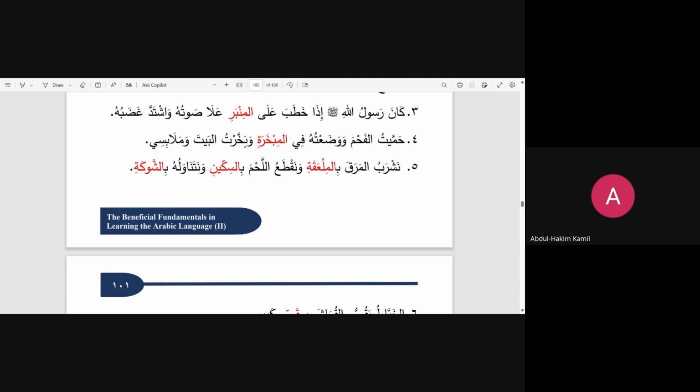حميت الفحم. فحم is coals. حميت الفحم ووضعته في المبخرة. What does that mean? ووضعته في المبخرة. He put it in the tray for the incense. حميته. Like you take the fahm, you put it in the fire, like it's on your stove. Then you take it out of there, you put it in the tray that's for burning incense, called the mibkhara.